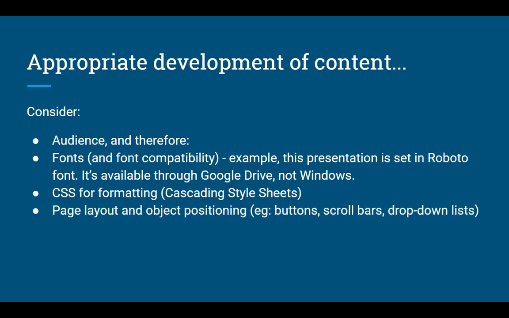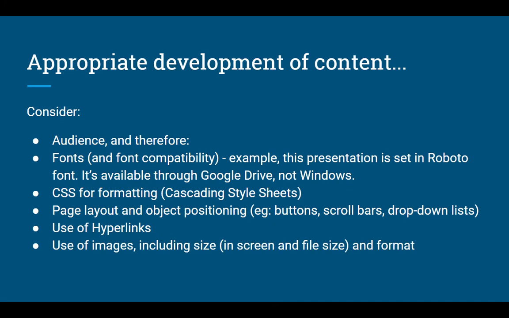Let's talk about page layout and object positioning. When you're making web pages, when you're making anything really, this is about design. Buttons, scroll bars, drop-down lists, whatever else need to be placed appropriately. Think of your workflow. Our use of hyperlinks. We've already discussed the idea that hyperlinks are underlined and possibly blue. That's just a standard expectation. Our use of images, including size, both on screen and file size. If you're waiting for a huge image to download, are you going to sit there and wait for it to download? Are you going to say, I'm done and move on? That's in talking about both file size and screen size, and appropriate use of formats as well.